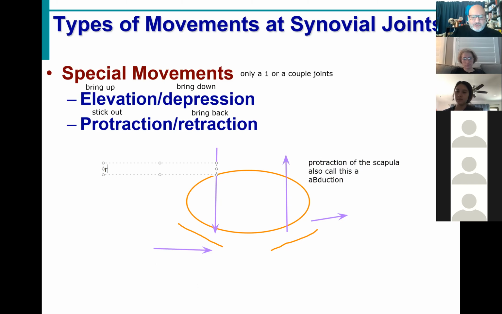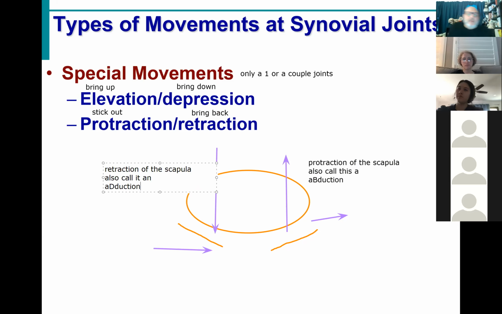So when we talk about a retraction of the scapula, we can also call it an adduction. Both of those are acceptable terms to use when talking about the shoulder. You can say you are retracting or adducting the scapula. You can say you're protracting or abducting the scapula. Both would be acceptable. All right. Questions on that?